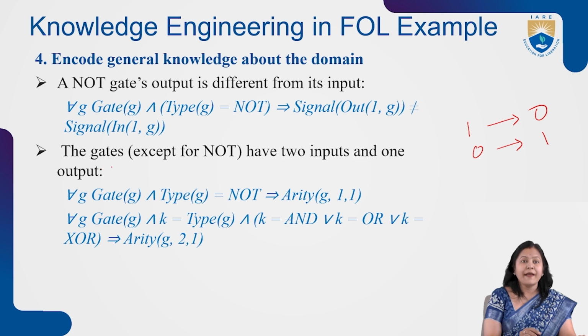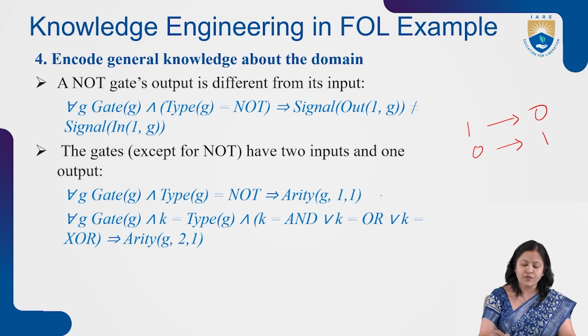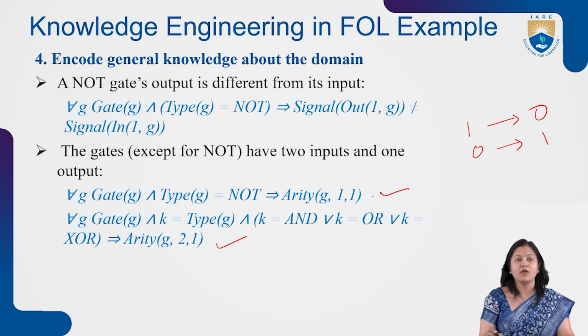The next one: the gates except for the NOT gate have two inputs and one output. This is very common. Whether it is an AND gate, OR gate or XOR gate, every gate takes two inputs and provides one output, except the NOT gate. So let us define first for the NOT gate, then we will define for the other gates. The first statement is meant for the NOT gate.